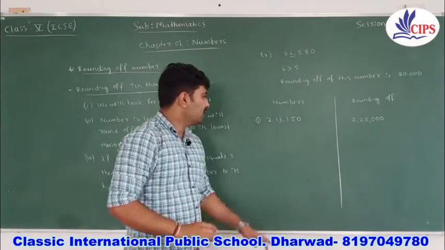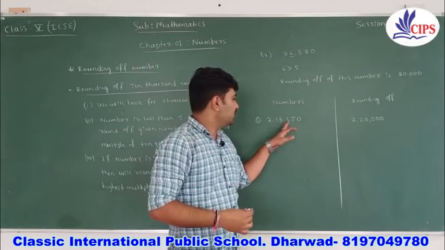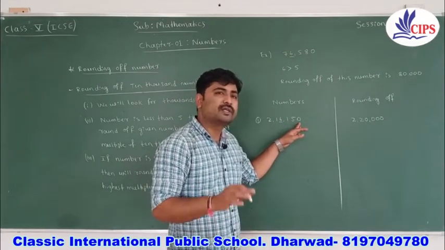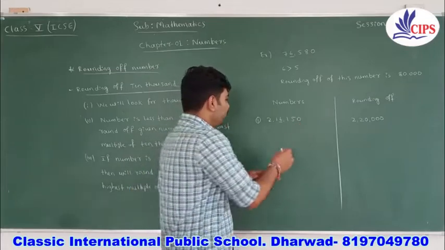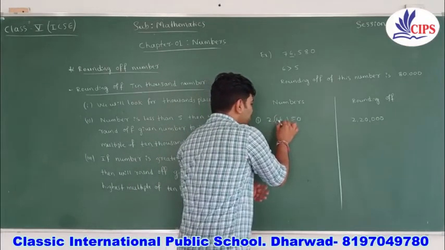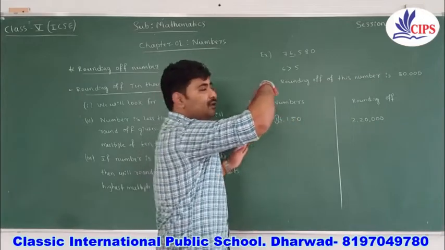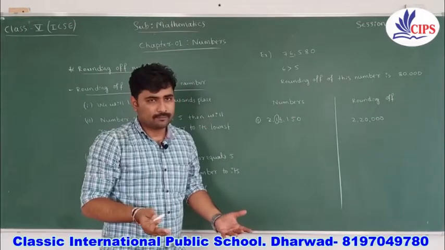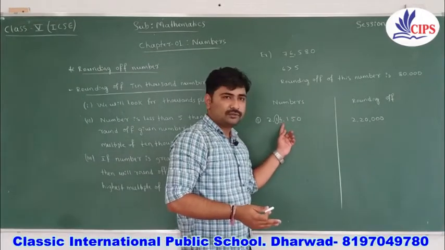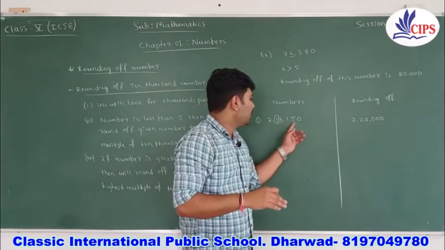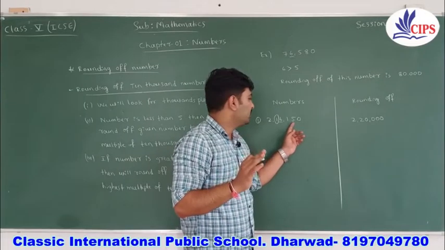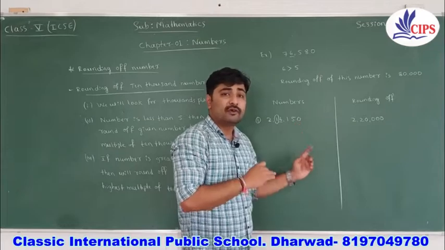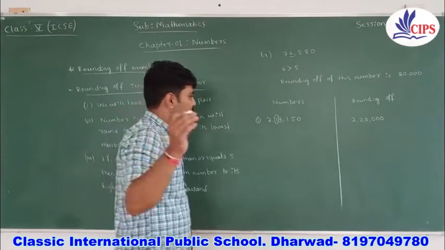Now, remember one thing. Sometimes you may get confused. Here you will write 20 and next 3 places you keep them as 150 only. No, that is wrong. If you are rounding off to the 10,000 place, the next 4 digits will automatically become 0. If you are rounding off to the 1000th place, automatically the next 3 digits will become 0. If you are rounding off to the 100 place, the next 2 digits will become 0. It follows for any digit.